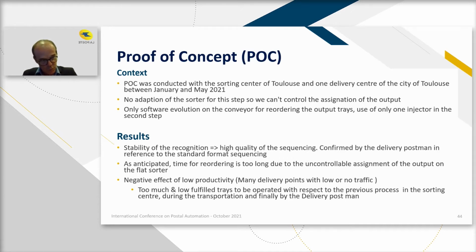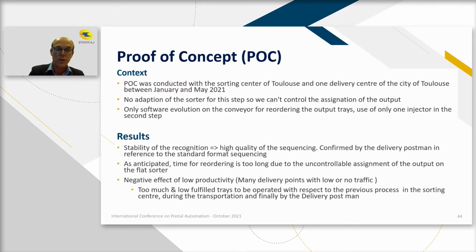And the last point, which was not so anticipated, is that due to the low productivity of flat, we have too many trays at the end of the processing, and for the delivery postman, it's not tractable to have many more trays than before. For example, before for one round he had 2 trays of flat, and now he may have 4 or 5 trays of flat. So it's not tractable for him.